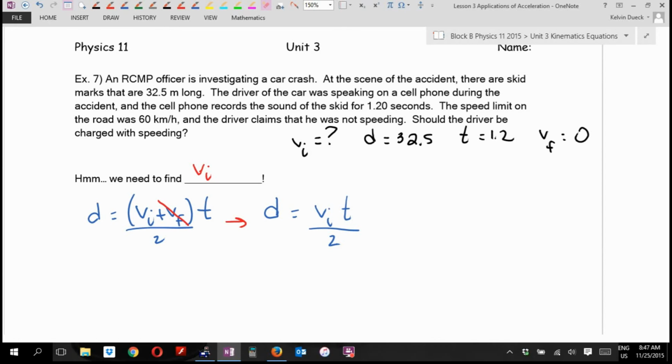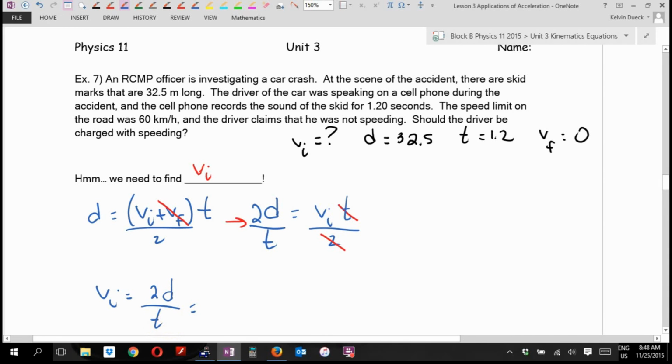You ready? What are we trying to get by itself? What am I going to do with the T? Let's be lazy and just go chunk, chunk. What am I going to do with the 2? If your final velocity is 0, apparently your initial velocity is going to be 2 times the distance divided by the time, which is 2 times 32.5 divided by 1.2.